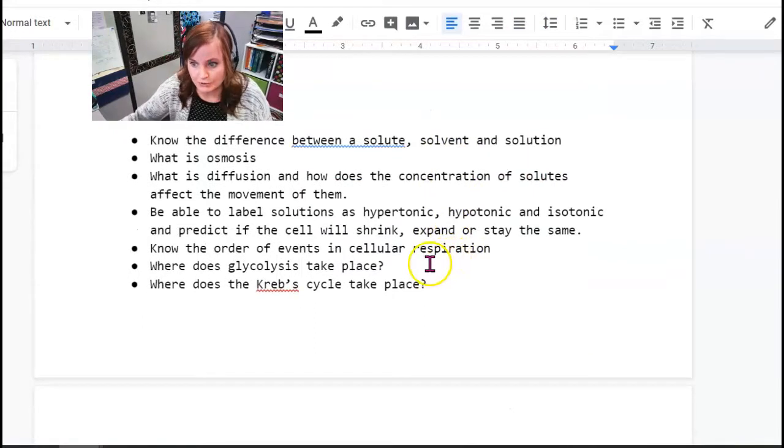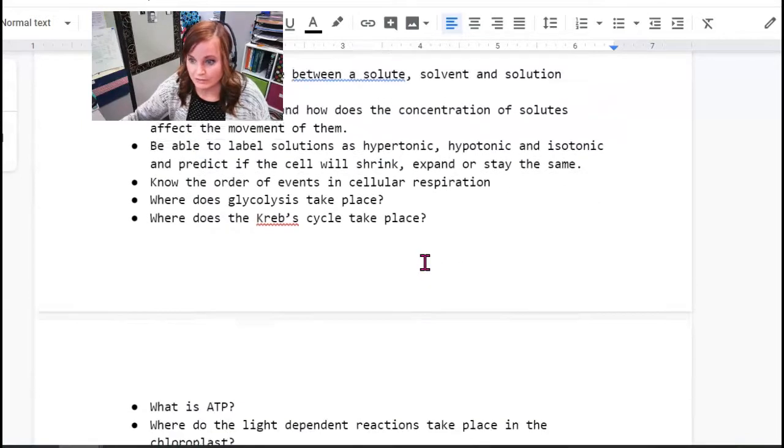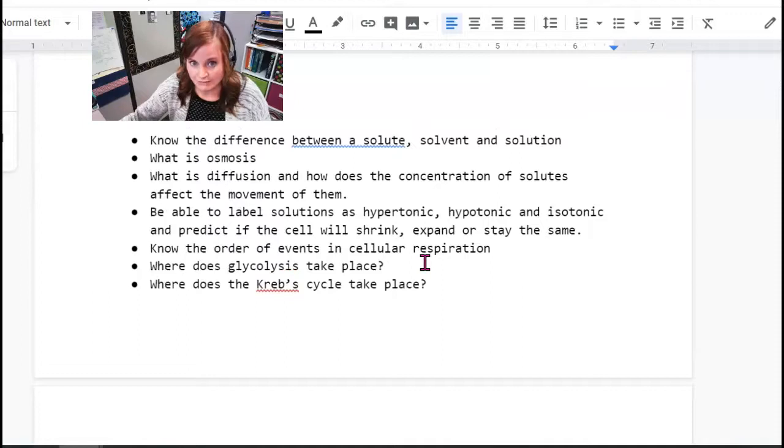It says the difference between a solute, a solvent, and a solution. So please know that, right? That a solute is what you dissolve into a solvent. When you mix a solute and a solvent together, it becomes a solution. Know what osmosis is. Know when it comes to diffusion, which direction the solute's going to move. Is it going from high to low concentration or low to high concentration?